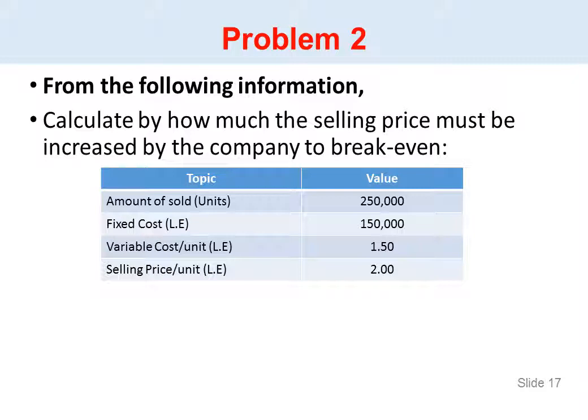The question is, you are going to change the selling price to let the company break even. It means the target is 250,000 as a break even point. You calculate the selling price and see what is the difference between the given selling price, which is 2, and the one you find by calculating 250,000 as break even point.